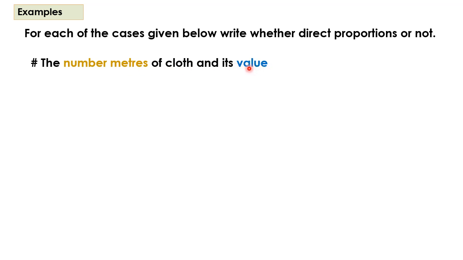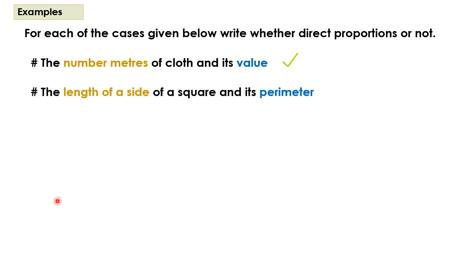So when you consider the first quantity's ratios, which is equal to the ratios of the second quantity. 1 meter 100, 2 meter 200, 3 meter 300. So the ratio between the first quantity is equal to the ratio of the second quantity. That means when one increases, the other also increases by the same ratio. Therefore, the first example or the first statement is direct proportion. Let's go for the second one.